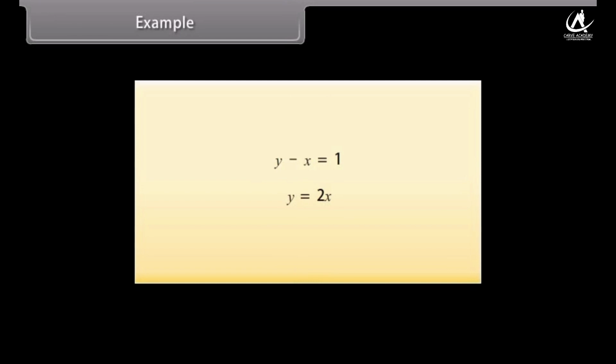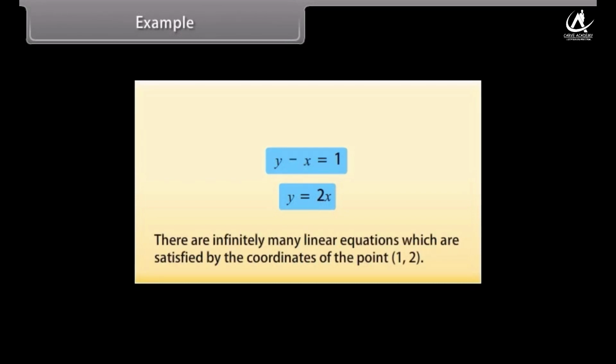Other examples are y minus x is equal to 1, y is equal to 2x. In fact, there are infinitely many linear equations which are satisfied by the coordinates of the point 1, 2.